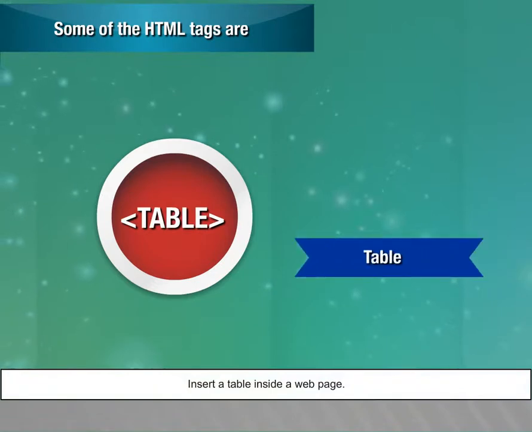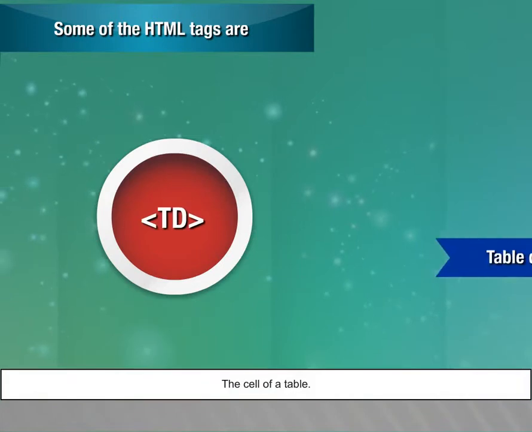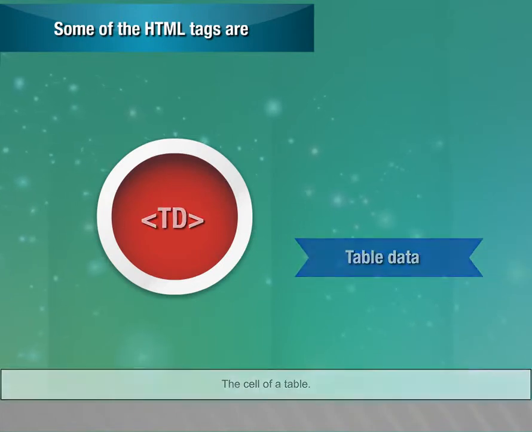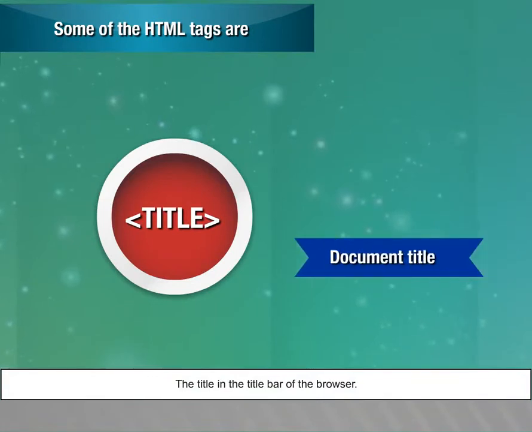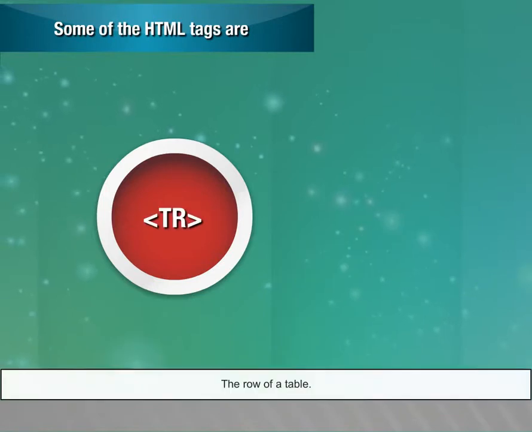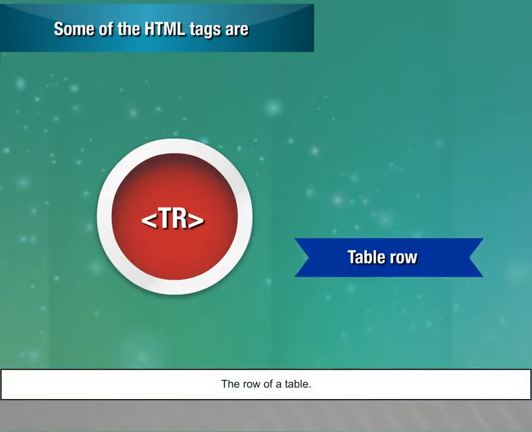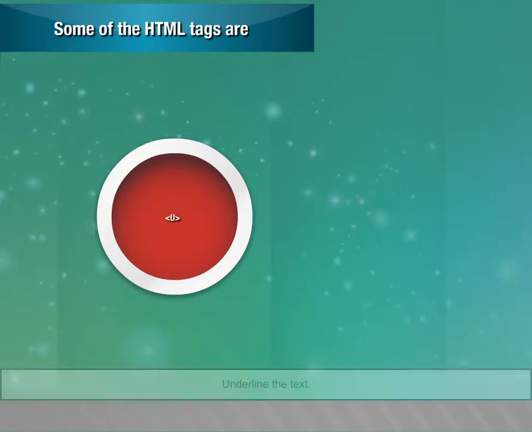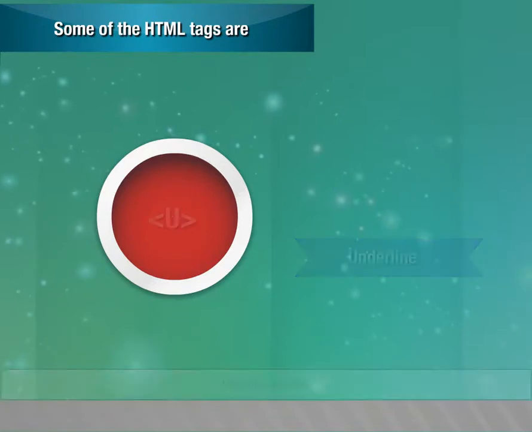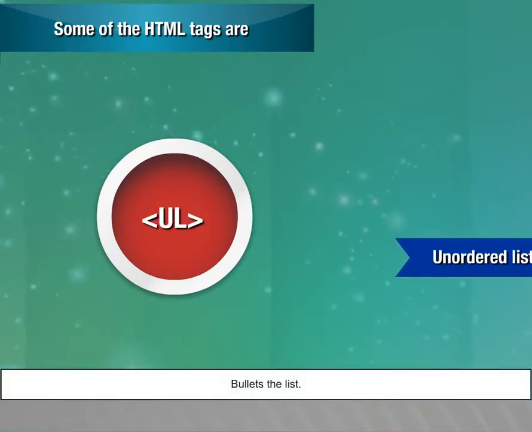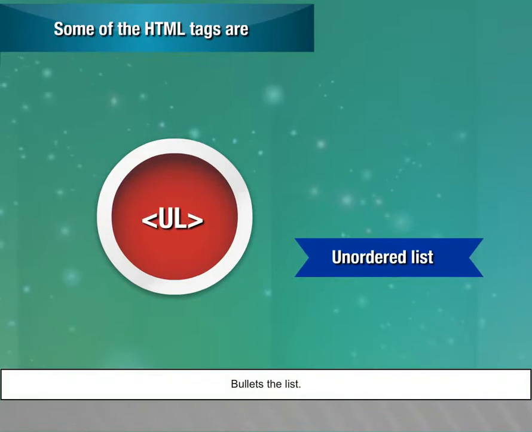Table, insert a table inside a web page. TD, table data, the cell of a table. TH, table header, the header of a table. Title, document title, the title in the title bar of the browser. TR, table row, the row of a table. U, underline the text. UL, unordered list, bullets the list.